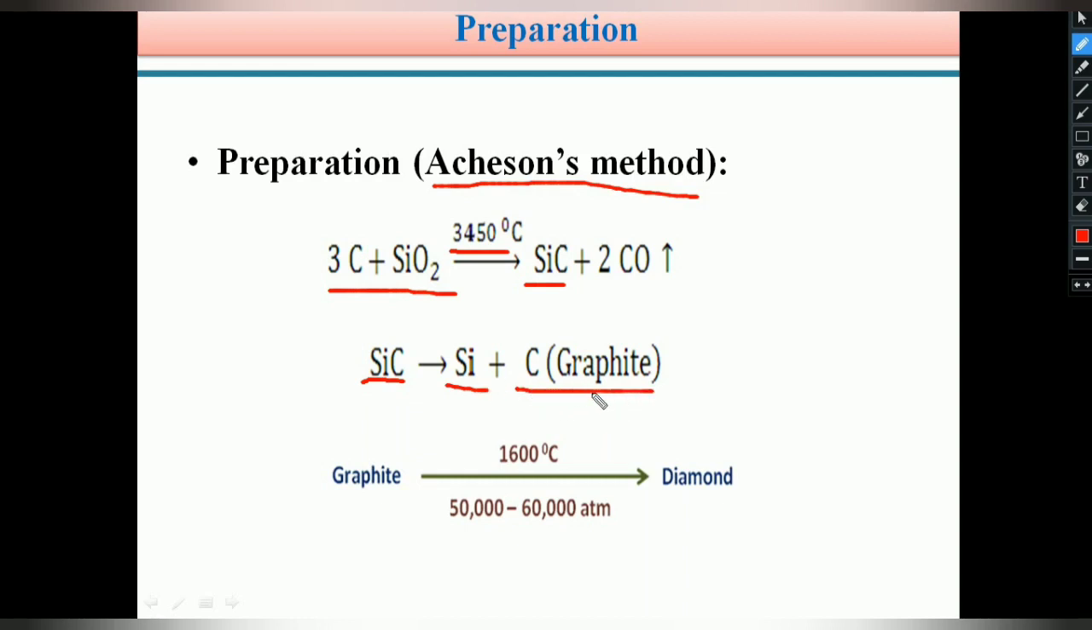So in this manner, students, we can prepare graphite. If this graphite is heated at 1600 degrees centigrade at a pressure of 50,000 to 60,000 atmospheres, we can prepare diamond, another crystalline form of carbon. See students, if diamond is heated at 1800 to 2000 degrees centigrade, it is converted into graphite. If graphite is heated at 1600 degrees centigrade under 50,000 to 60,000 atmospheric pressure, it is converted into diamond. So these are the preparations of graphite.